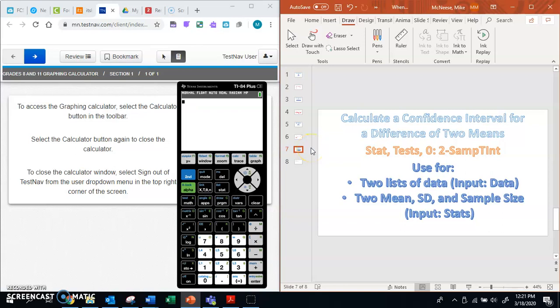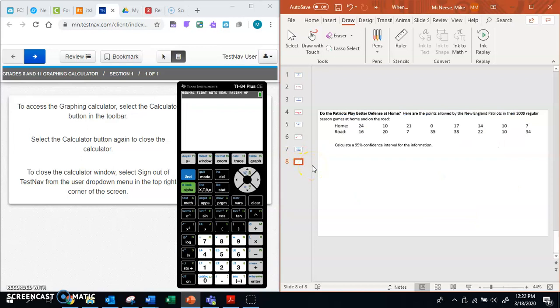The way that we do that is we go to Stat, Tests, and then option 0, which is 2SampTInt. We use this if we are ever given two lists of data, in which case our input would be data. Another way is if we are given two means, standard deviations, and sample sizes, in which case our input would be stats.